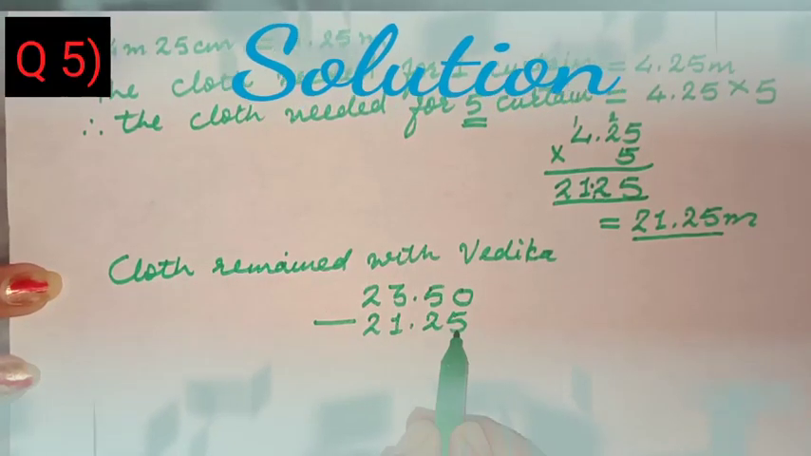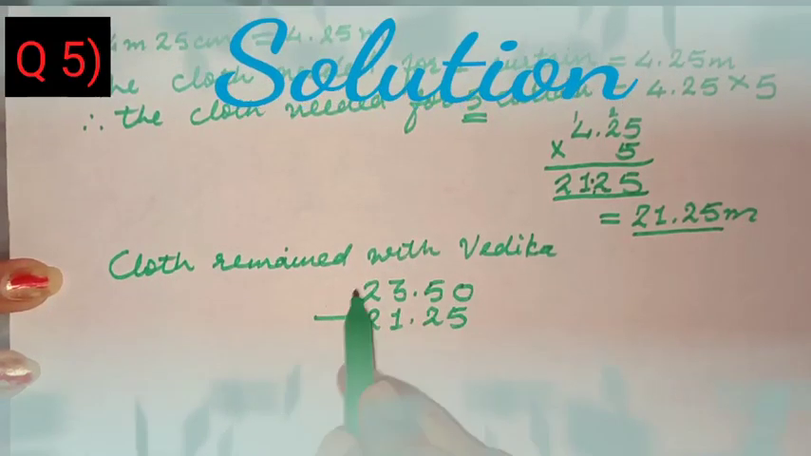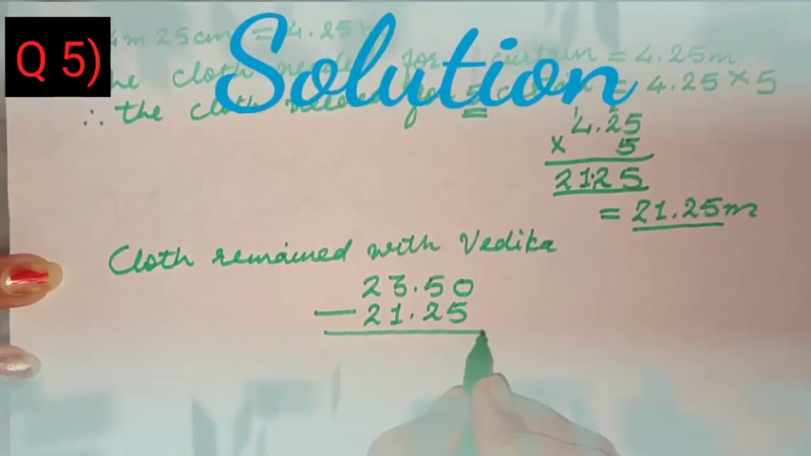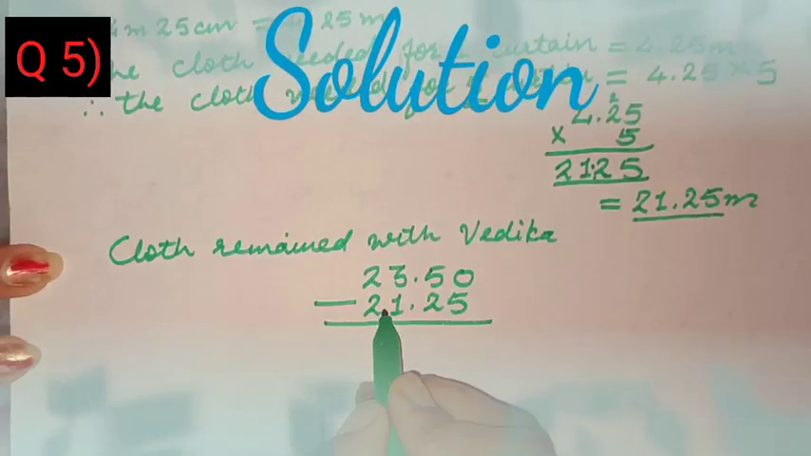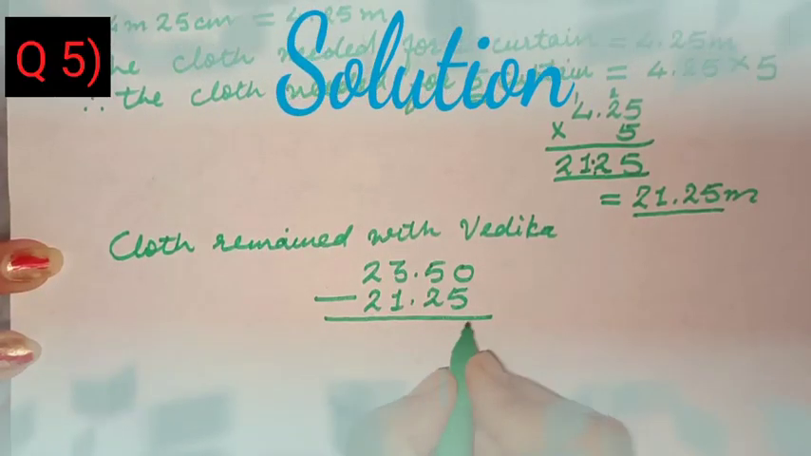This is used by her, and the total meter of the cloth was 23.50. So this much cloth she used. So we'll subtract it. What will be the answer?